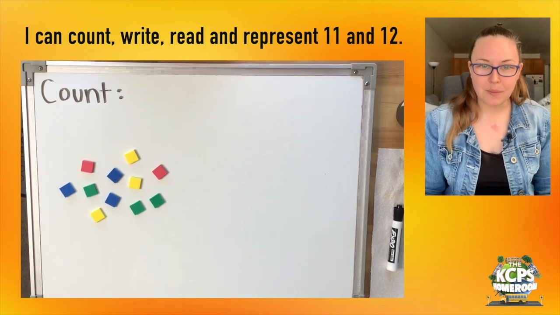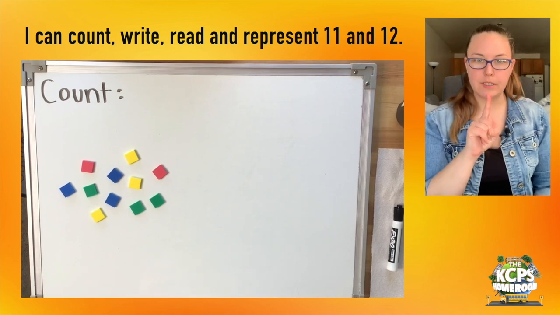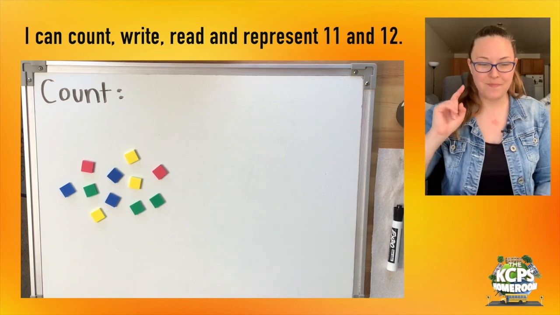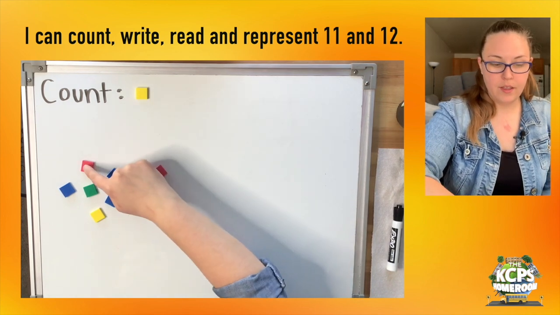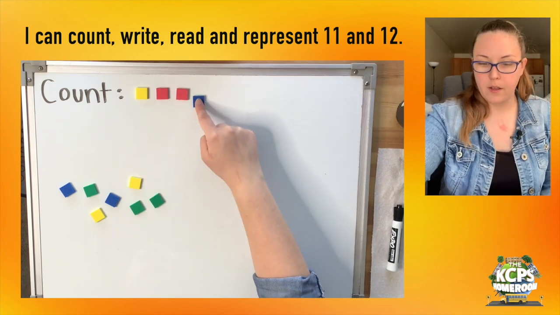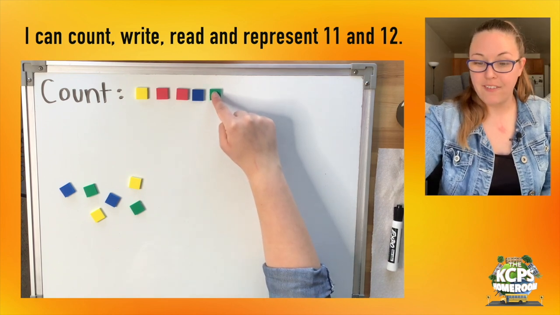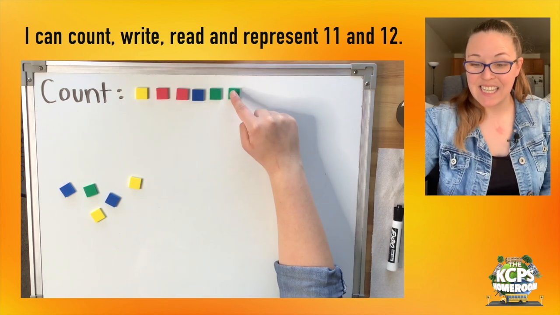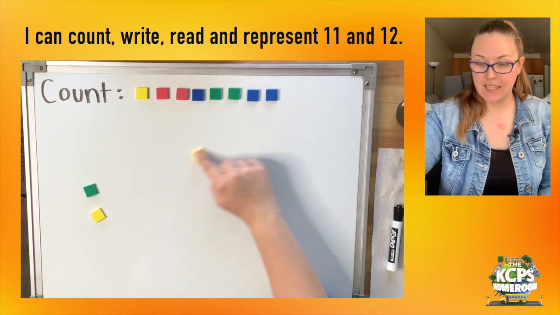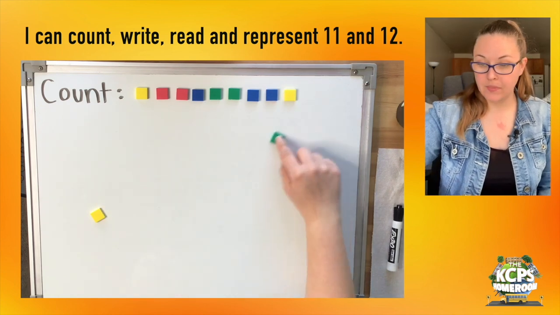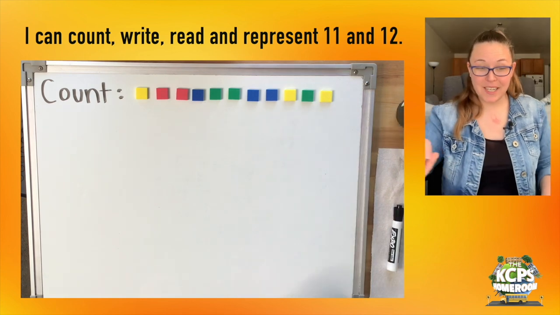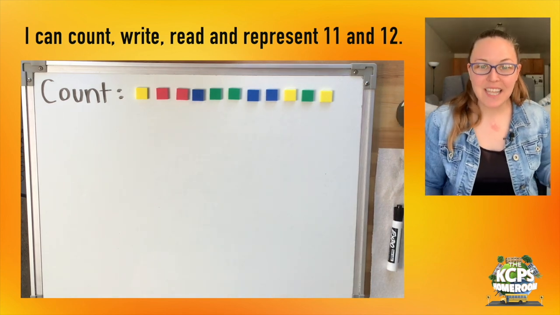Are you ready to practice with me? I'm gonna put my finger on the first manipulative and move it. And I want you to count with me. Ready? Here we go. 1, 2, 3, 4, 5, 6, 7, 8, 9, 10, 11. Great job. So now we know I have 11 squares.